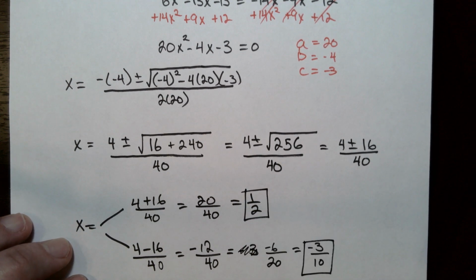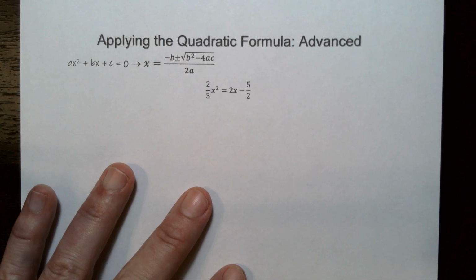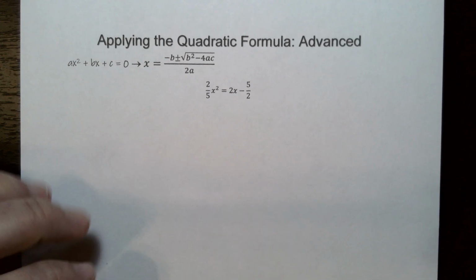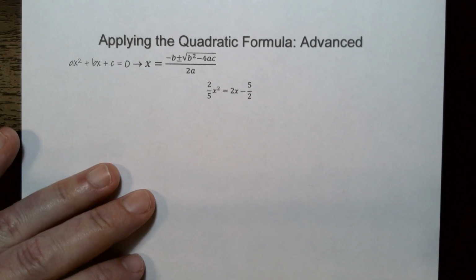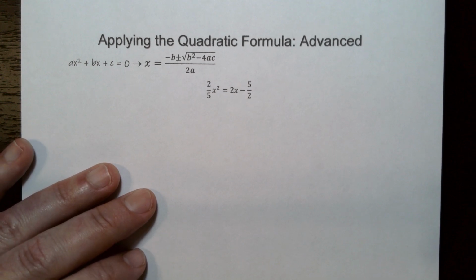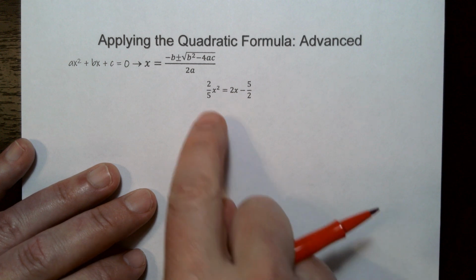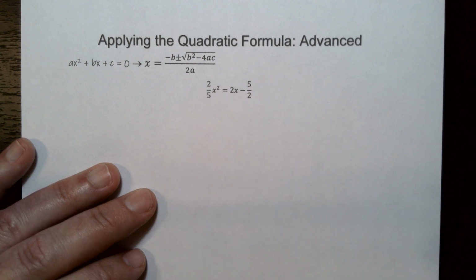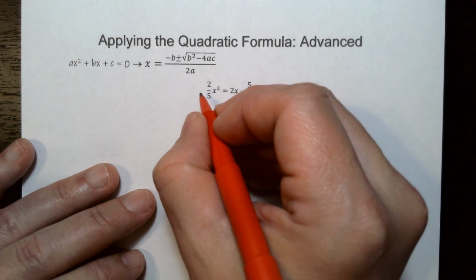Okay, one more problem. The only thing that's different about this is that we have fractions. So when you have fractions, you can use them in the quadratic formula, but I highly recommend that you multiply through by the least common multiple of the denominators. That way you can get rid of the fractions. So we've got denominators of 5 and 2. So we're just going to multiply everything by 10, which is 5 times 2. Multiply every term in the problem by 10.